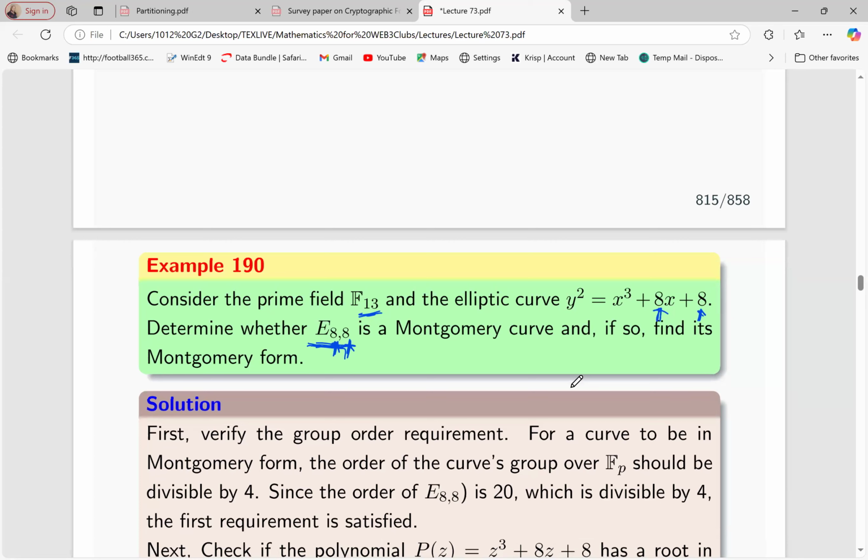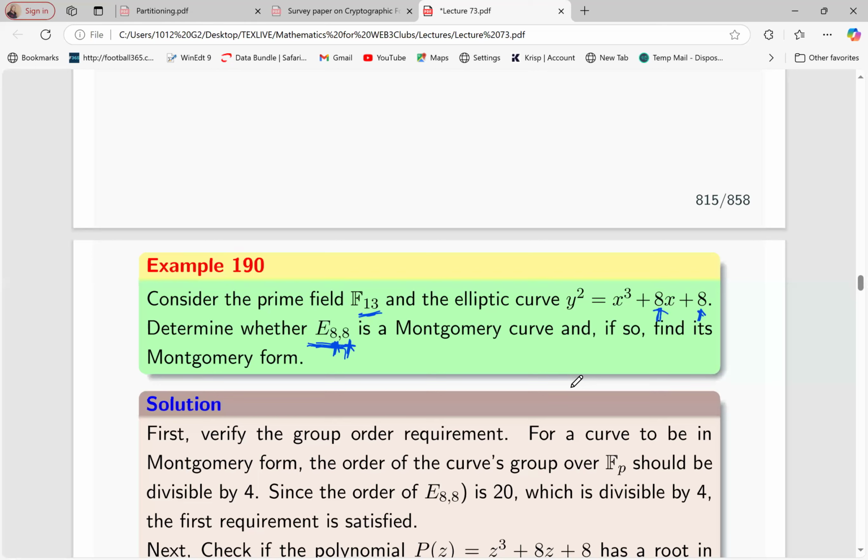Now, you know what we're supposed to do to this question. We've been given this short Weierstrass curve. I want to see whether it can be converted to Montgomery. So first of all, we have to check the three conditions if they are satisfied. And if they are satisfied, we proceed and calculate the scaling factor and substitute into our formulas.